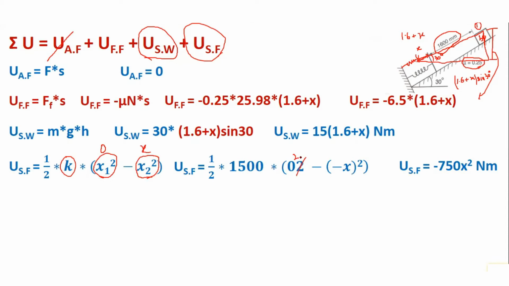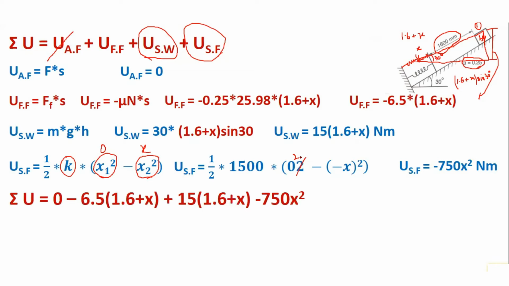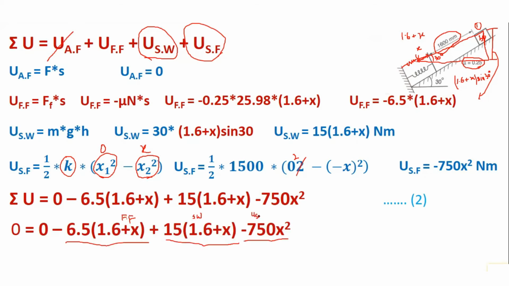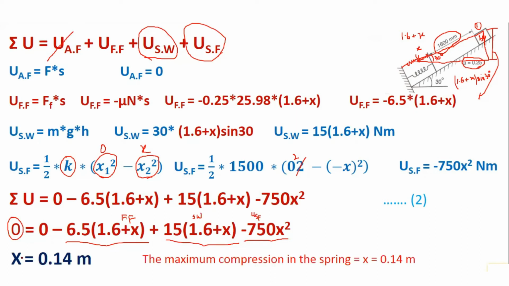Next step is just to add all the work done. So adding the work done, I will get this expression, and let this be equation number 2, which is the right side of the work energy principle. Now equating the left hand side and right hand side, that is equating this equation with the change in kinetic energy, which is 0, I will get the value of maximum compression x as 0.14 meters. Hence I will write the answer: the maximum compression in the spring is x, which is equal to 0.14 meters.